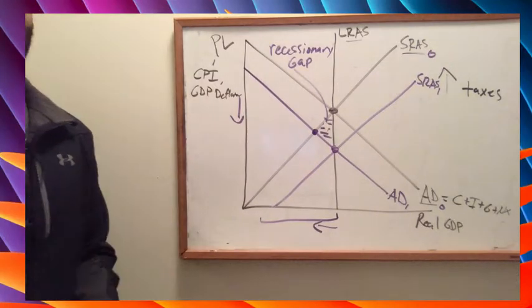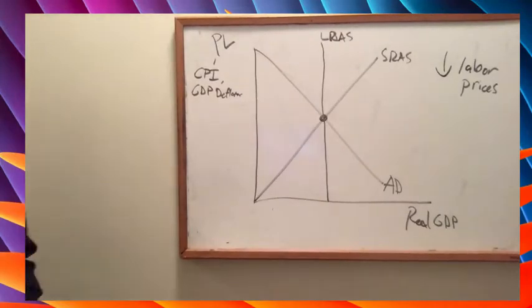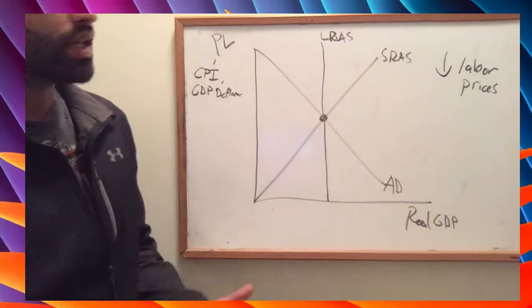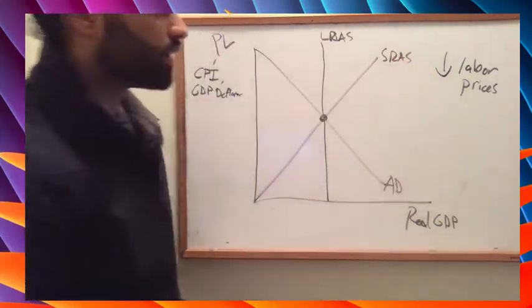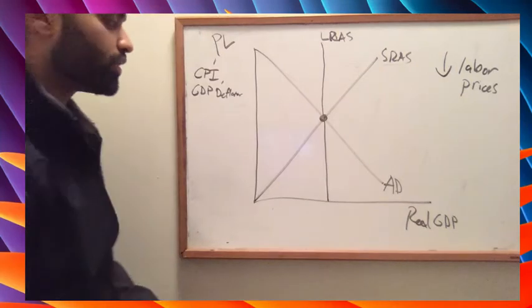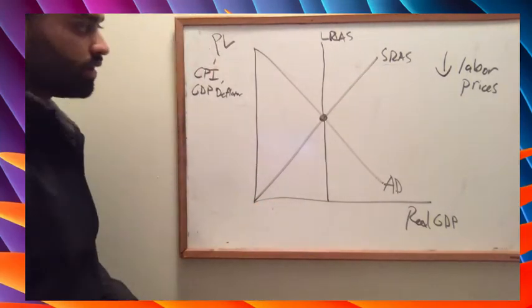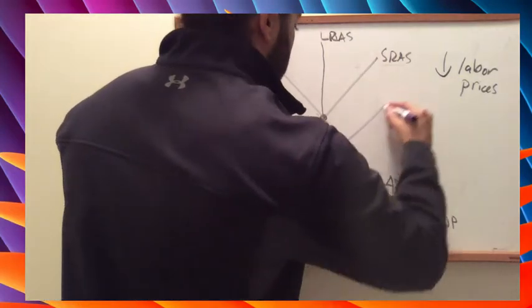So we're going to go over our next problem. All right, so this problem, we're going to say there's a decrease in labor prices. If there's a decrease in labor prices, we know this is going to affect our short-run aggregate supply curve. Now it's cheaper to hire workers on. We can produce much more. So because of this, we're going to see our short-run aggregate supply curve shift to the right.